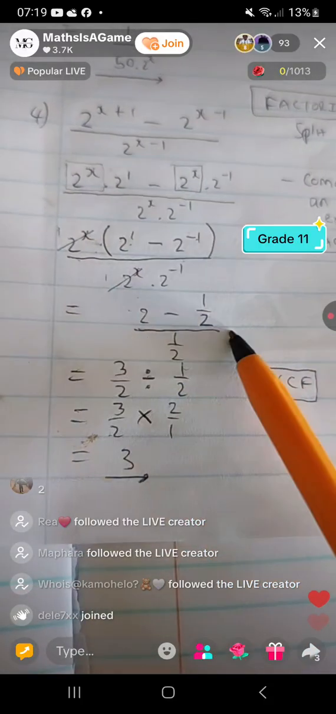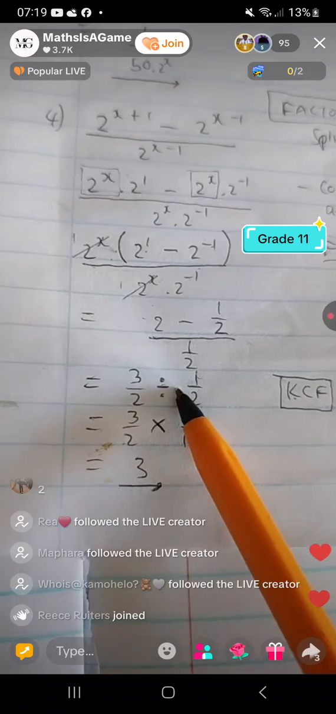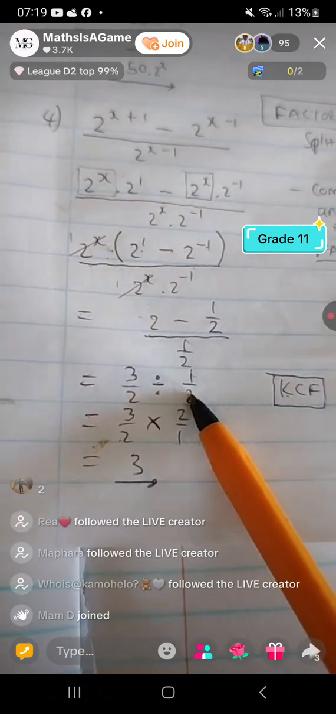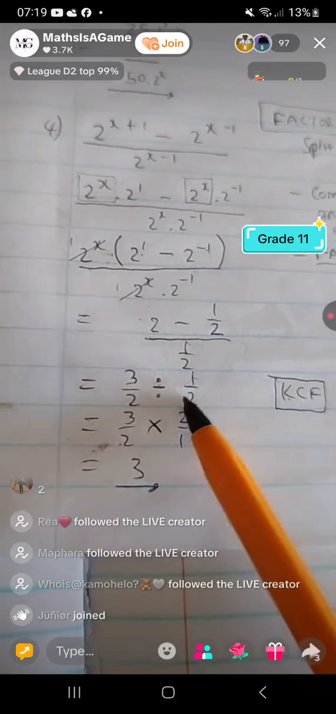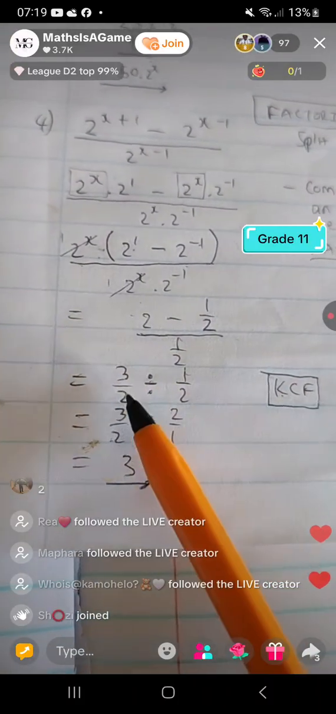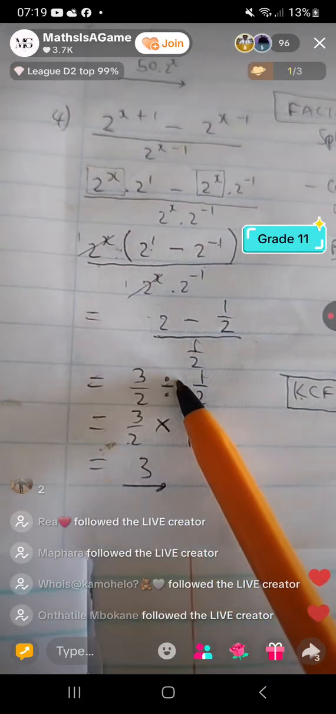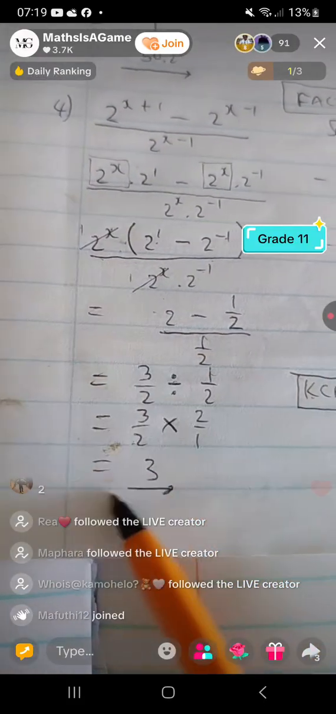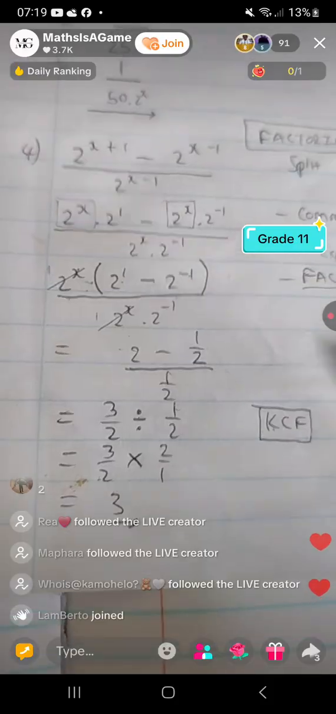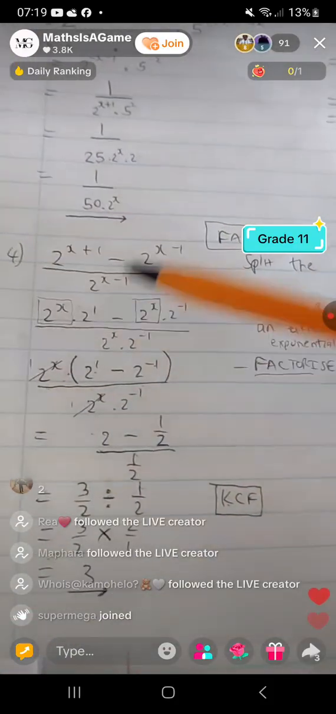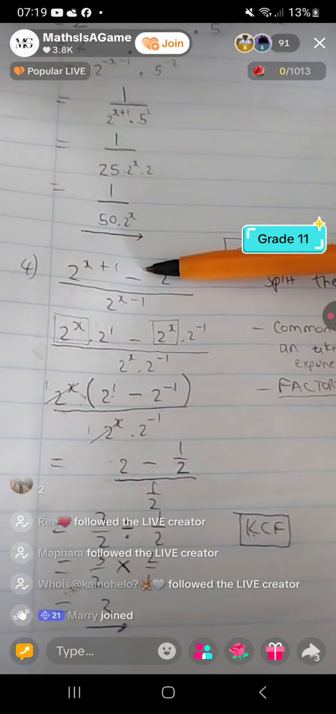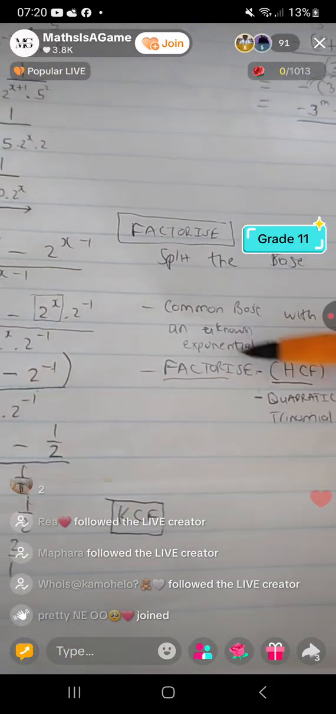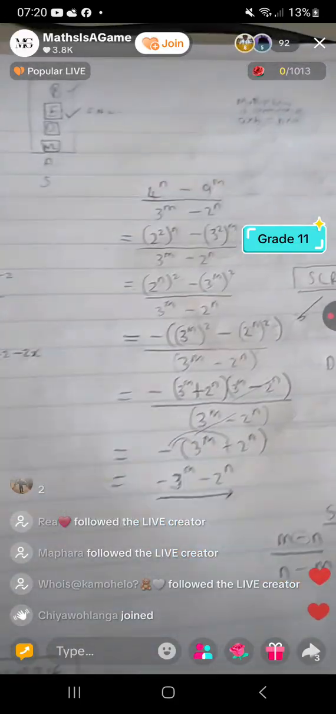This line here means divide, so you can put divide. Half is half. Then you remember that you can apply the KCF rule. You keep the first fraction, you change divide to multiply, you flip the fraction, and then you get the answer. Right? So the factorization applied here, because there's a minus sign in the mix, is highest common factor factorization.